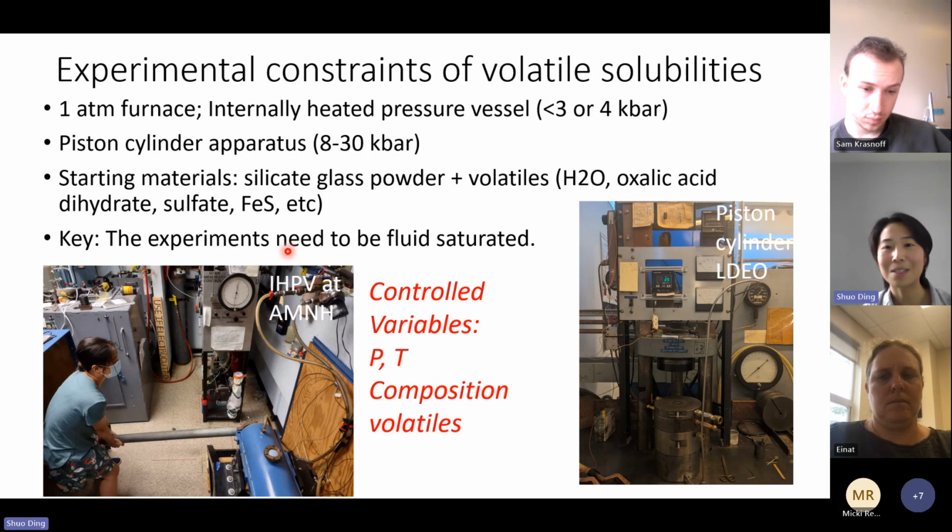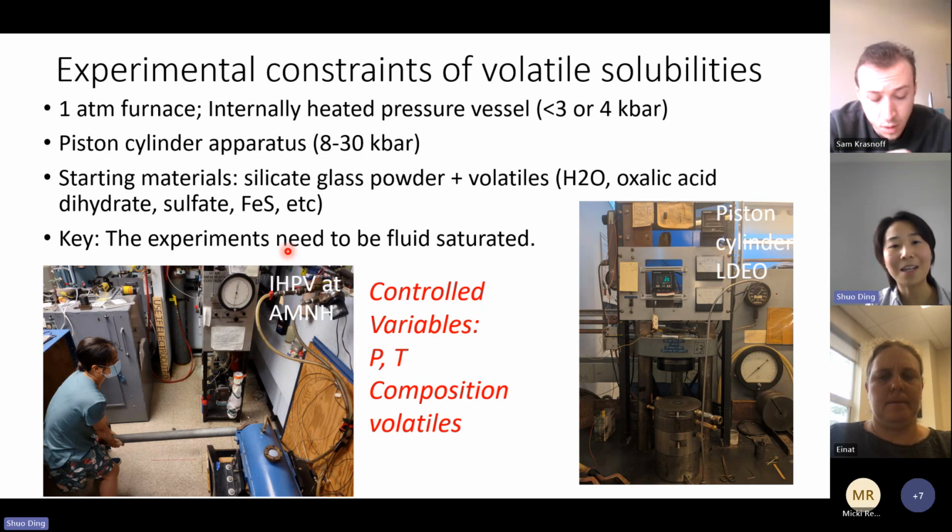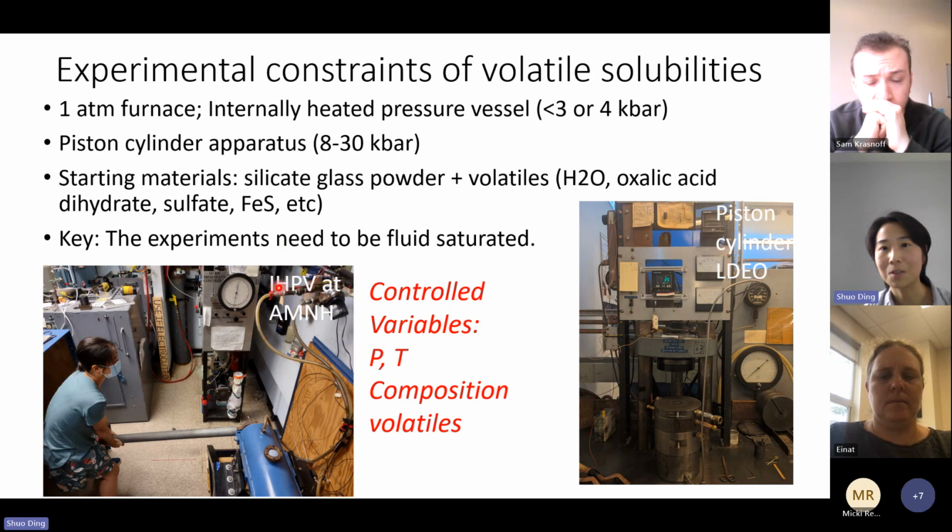So in this way, we can measure solubility, because solubility basically is the maximum amount of the volatiles dissolved in the magma, right? If we add more than that, and we make sure after the run there is a fluid phase present, then we know the experiments are saturated. So we can then analyze the volatile content in the glass part to know the solubility of each volatile, like water and CO2.